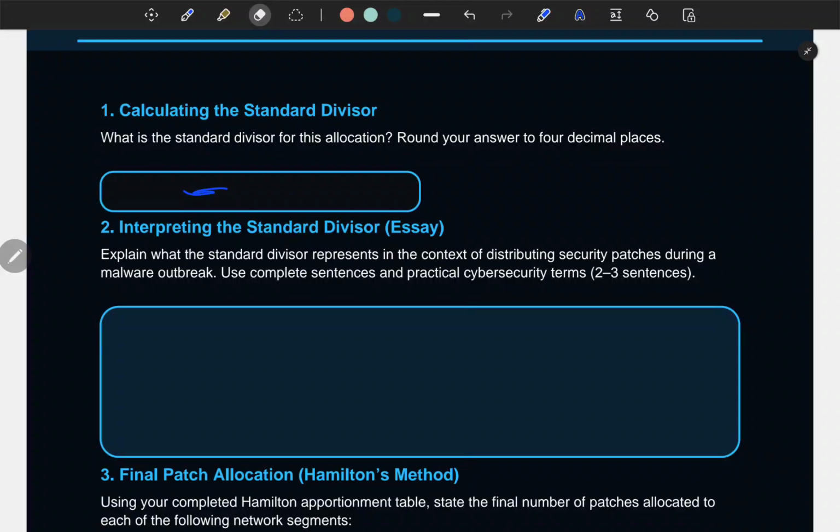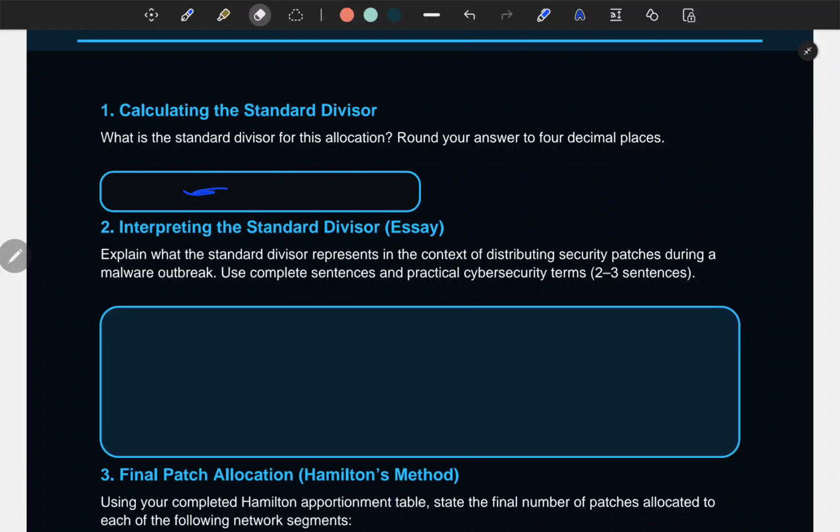Explain what the standard divisor represents in the context of distributing security patches during a malware outbreak. Use complete sentences and practical cybersecurity terms. So think in terms that you're going to report this to stakeholders. You want to be thorough. You want your sentences to be accurate. No typos. Check your punctuation.